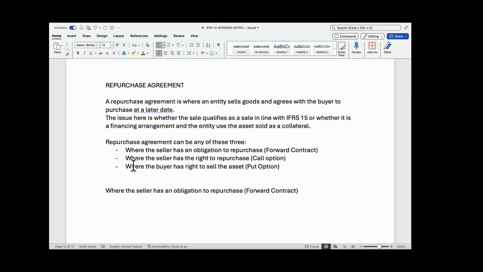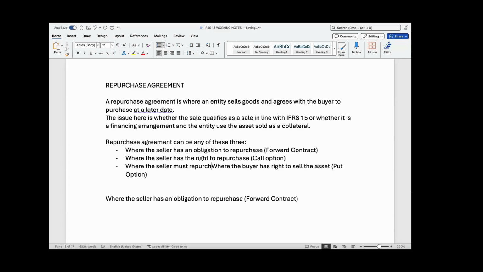That's it. It's the same with this one, where the seller must repurchase if it is requested by the buyer. It is just the same thing as what Omomi also said, that the buyer has the right to sell the asset. The way I've expressed it here is how it works: the person that sold the asset must repurchase it if requested by the buyer.